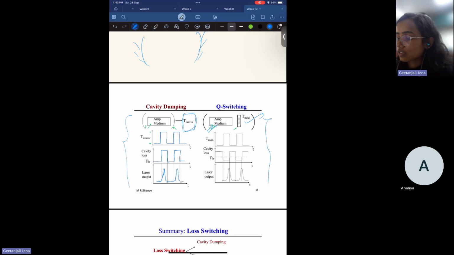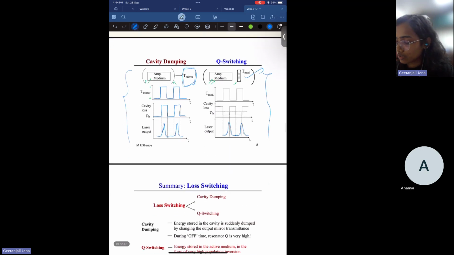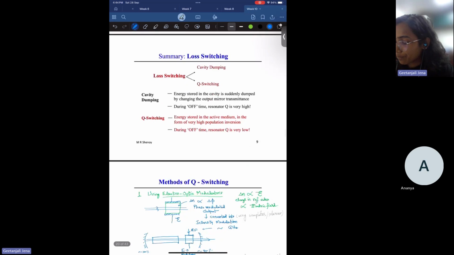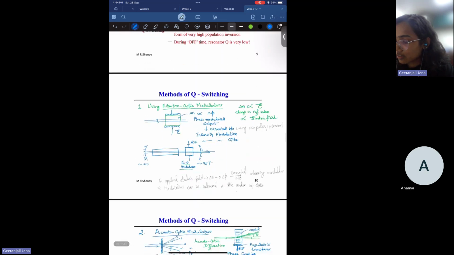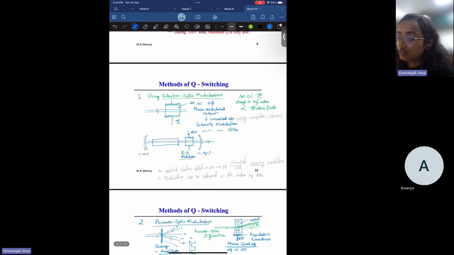And in the second case, we change the energy stored in the cavity. According to the opening and closing of this shutter, we'll see a pulse laser in the laser output. Okay, so this is all about what is cavity dumping and what is Q switching. Now let us see how you can achieve the Q switching. What are the methods to achieve Q switching?